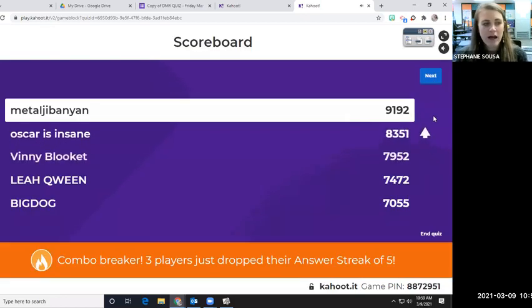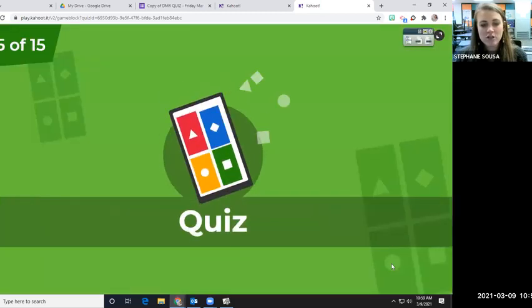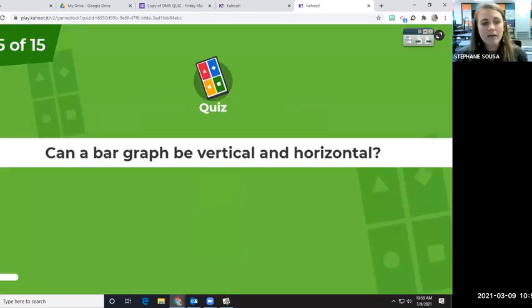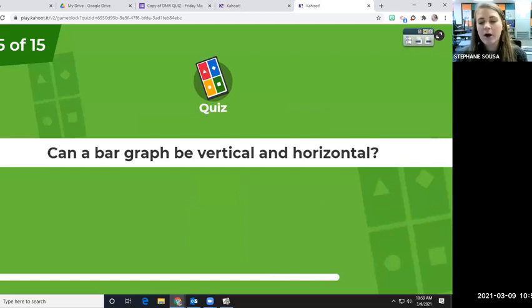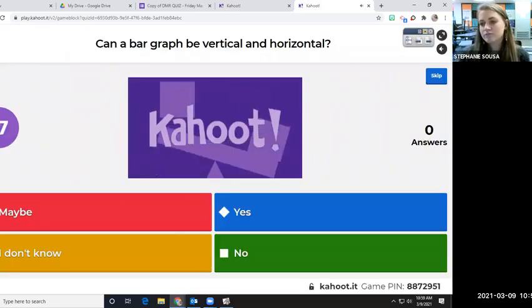All right, here we go, guys. Anybody's game. Last question. Can a bar graph be vertical and horizontal?